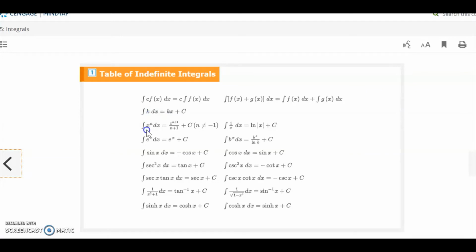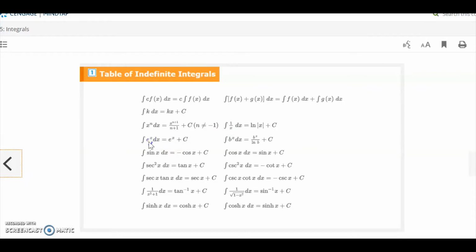So that's good. Adding 1 to the exponent, dividing by the new power. That's one of our faves. 1 over x is a common one you'll see. It's ln of the absolute value of x. The reason why they have absolute value is because you can have plus or minus x and still get 1 over x.